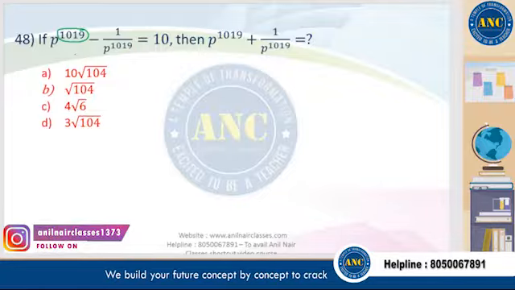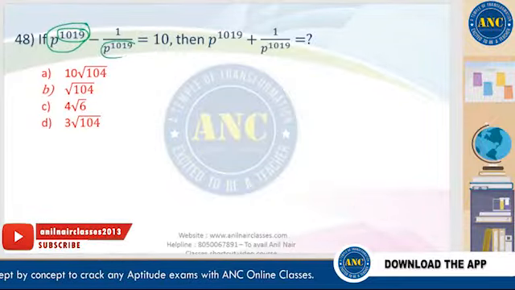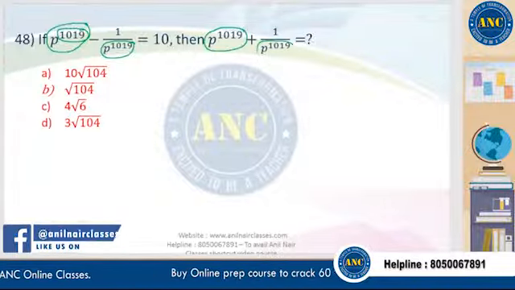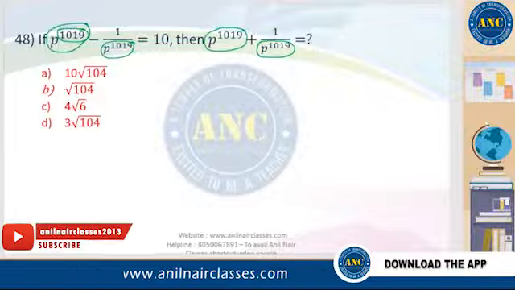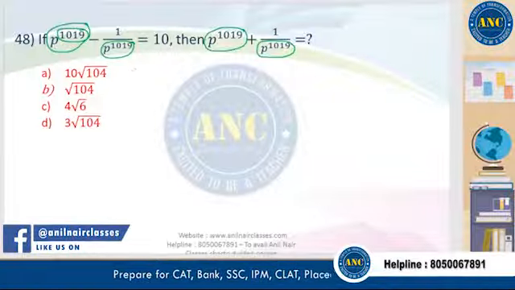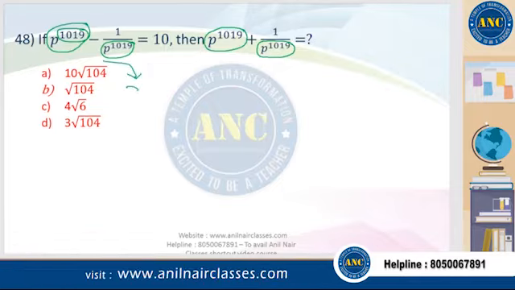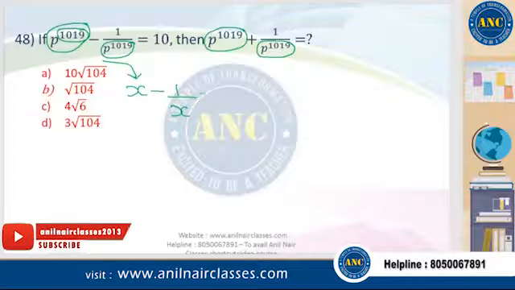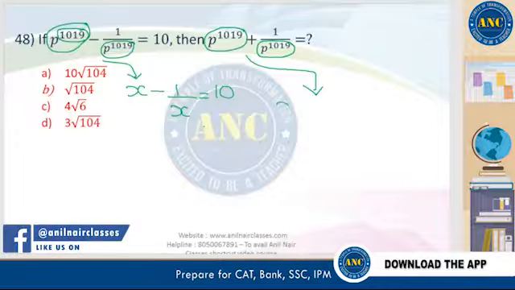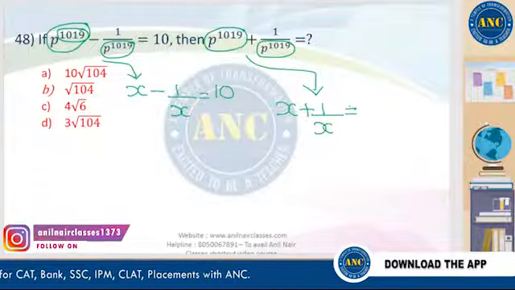Now see here, it's very simple, sir. This term is p power 10^19. This term is also p power 10^19. Whatever they are asking you in the question is also p power 10^19. And the denominator in the question also is p power 10^19. Everywhere the same term. Simplest thing to do is make that p power 10^19 as some other variable x. If I make it as x, then this equation becomes x minus 1 by x is equal to 10. It's very easy, sir. x minus 1 by x is 10. And whatever they are asking you to find becomes x plus 1 by x is equal to question mark.